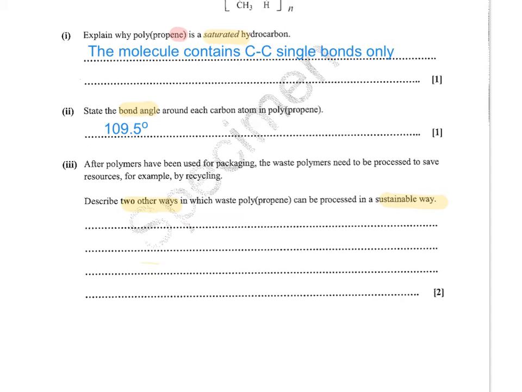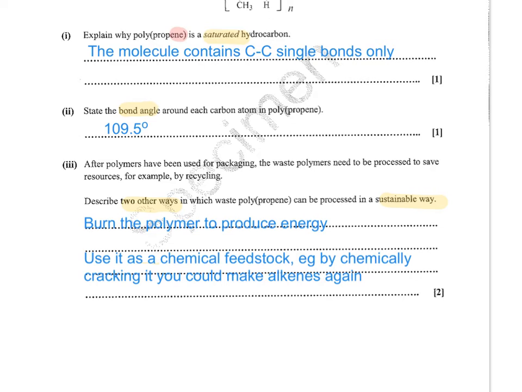So one thing you could do is burn it. I know it sounds a little bit harsh in the sense that it's giving off carbon dioxide, but what you're doing is you're using waste to create energy instead of using fossil fuels. So you could also use it as a chemical starting material, or feedstock as we call it, by undergoing catalytic cracking to make an alkene again.